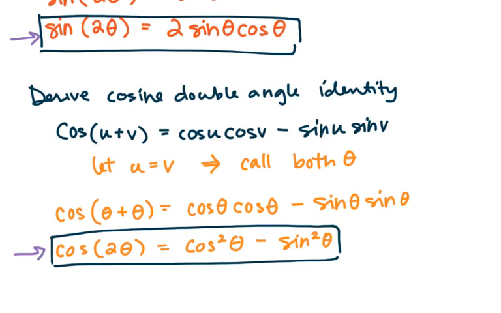All right, so what are my double angle identities? I'm not going to derive tangent 2 theta, but you could follow a similar argument with tangent sum and derive that on your own. I'm just going to list them out for us.